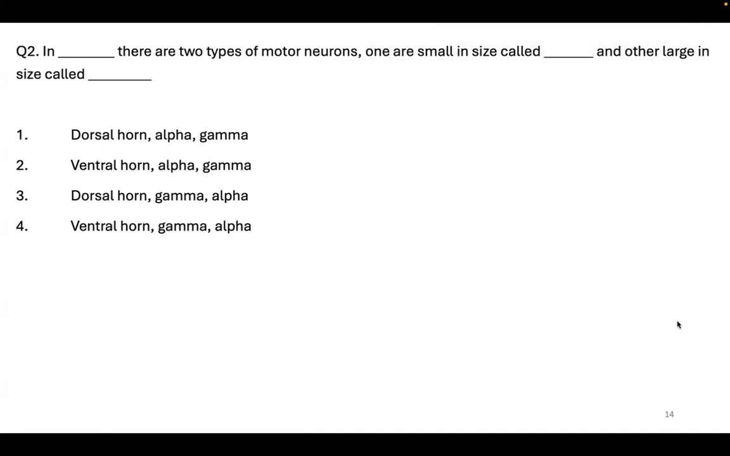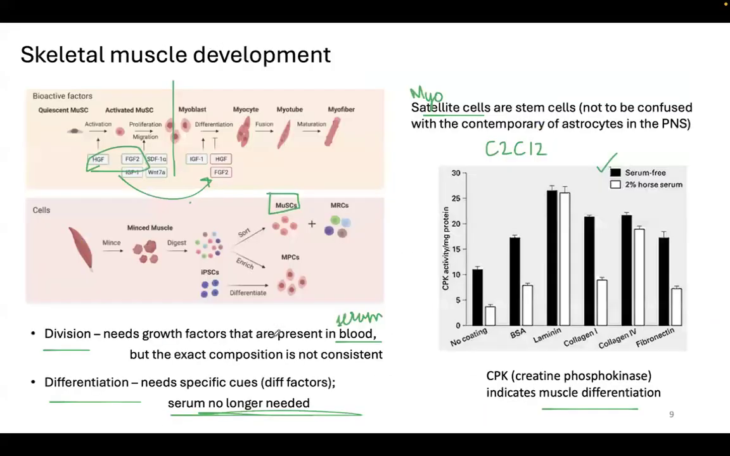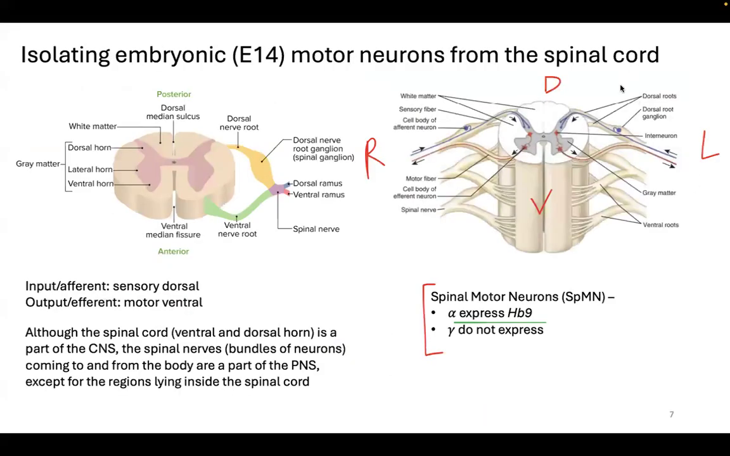So in the spinal cord, there are two types of motor neurons. One are small in size, the other are large. Okay, so we did not explicitly talk about this here. So let's go back to that figure actually. I think that's what I wanted to tell in that figure, and then I got distracted.